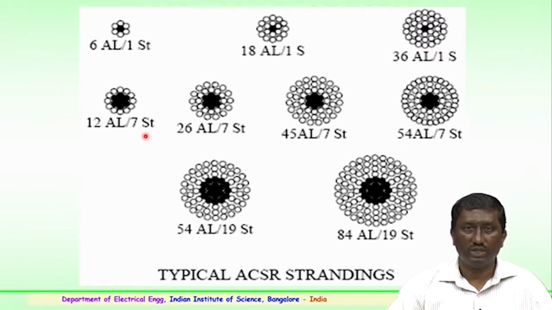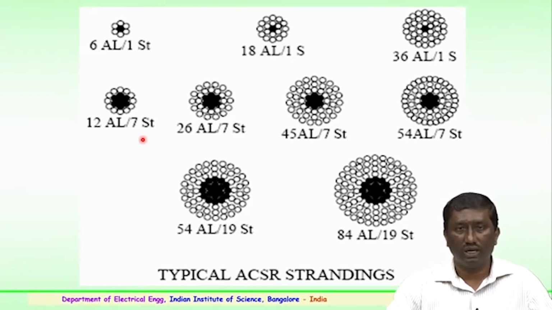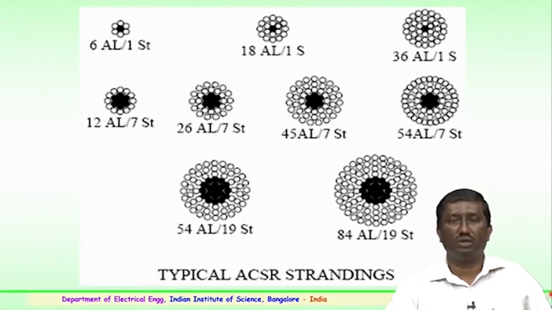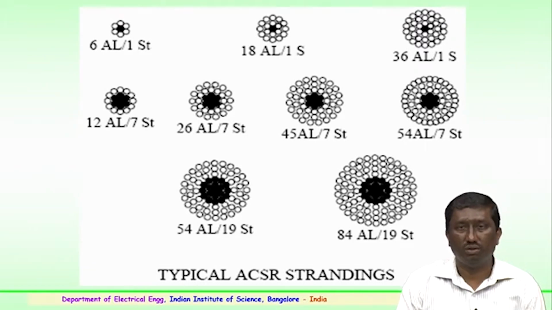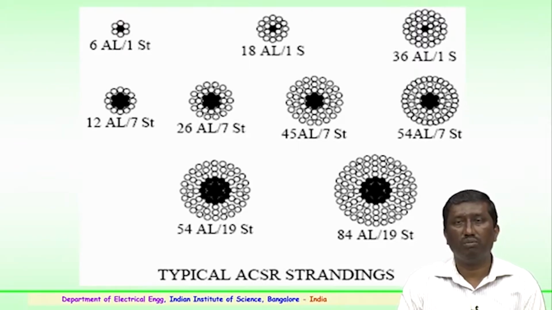Further, 7 steel with 12 aluminum conductor stranded. The steel numbers are increased mainly for the mechanical strength, the span length and so on. So, 7 steel 26 aluminum, 7 steel 48 aluminum stranded, 7 steel 54 aluminum, 19 steel 54 aluminum, 19 steel 84 aluminum. So, these are the various typical ACSR standard conductors which are in use for different voltage levels, different current carrying capability and mechanical strength.